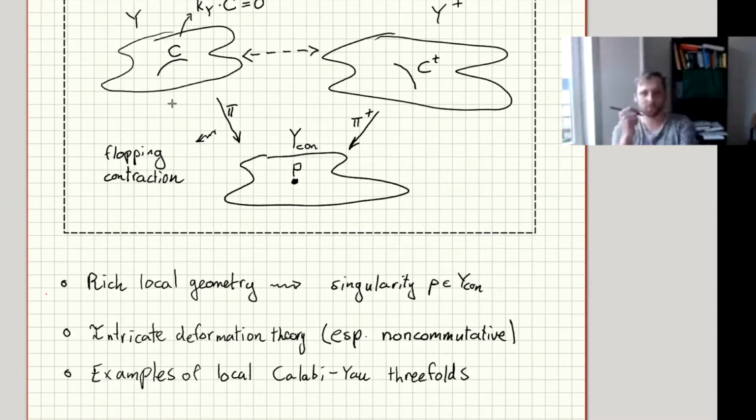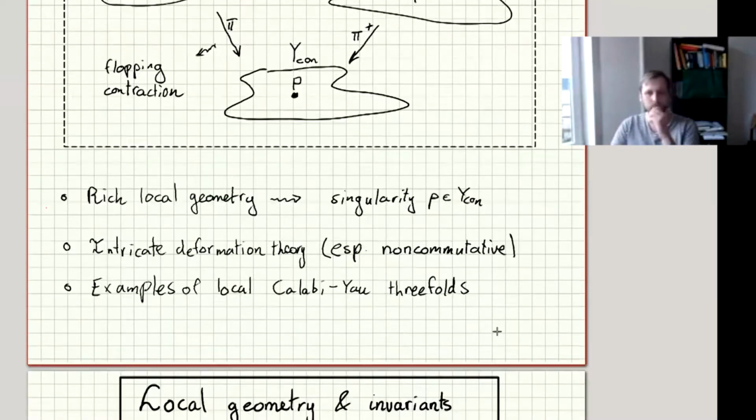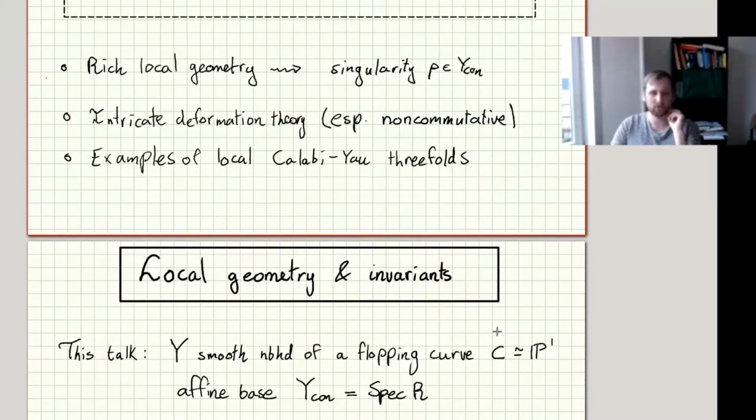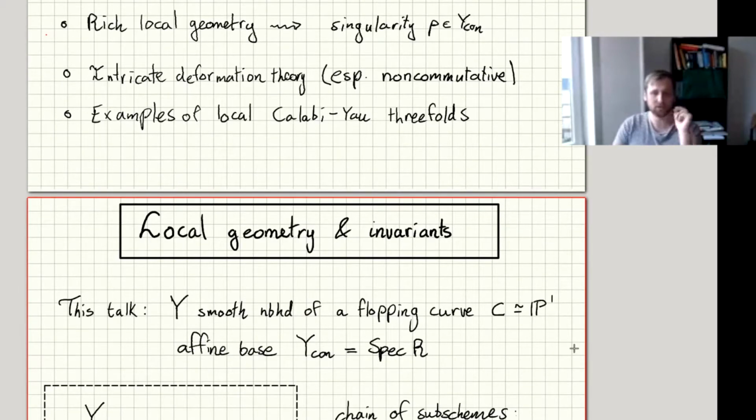And most of these invariants will come from some sort of physics motivation. There's all kinds of field theories which are related to these spaces. And in particular, they're Calabi-Yau threefolds, so there's some sort of string theory connection. Right, so like I said, we're going to look at smooth neighborhoods of flopping curves. It's usually useful to work over some sort of affine base, so some small neighborhood. Right, so these are called simple flops.